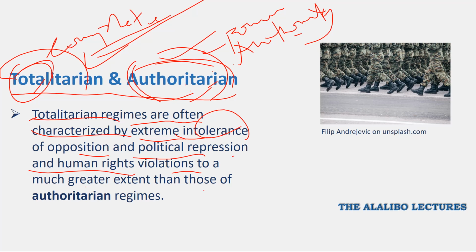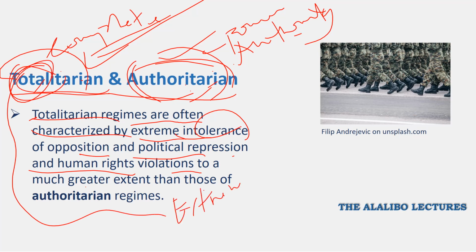They are extremely intolerant to opposition, right? And political repression and human rights violations are more likely to occur under a totalitarian form of government than authoritarian. Because this is really extreme, right? Take note of this. Totalitarian is an extreme form of government. Authoritarian is a terrible form of government because, again, the people's wishes are not adhered to. The people don't have a say, don't have a right, human rights are violated and so forth. But nevertheless, it's not as repressive as totalitarian.